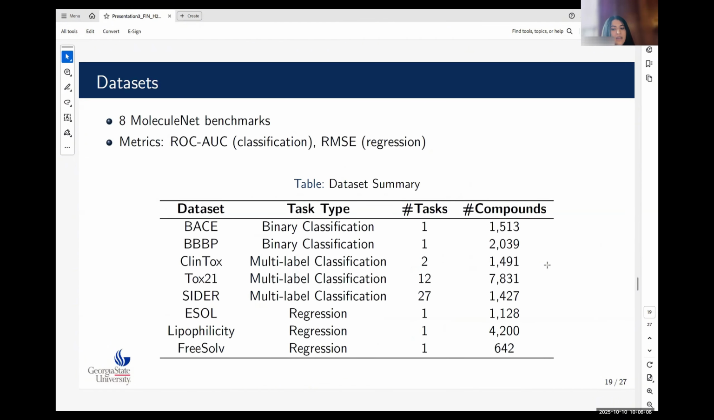Now, we tested our model on different types of data sets. We have binary classification, multi-label classification, and regression, and each one of these data sets has specific properties. We use ROC for classification and RMSE for regression as metrics. We have different numbers of molecules. It's a mixed data set.